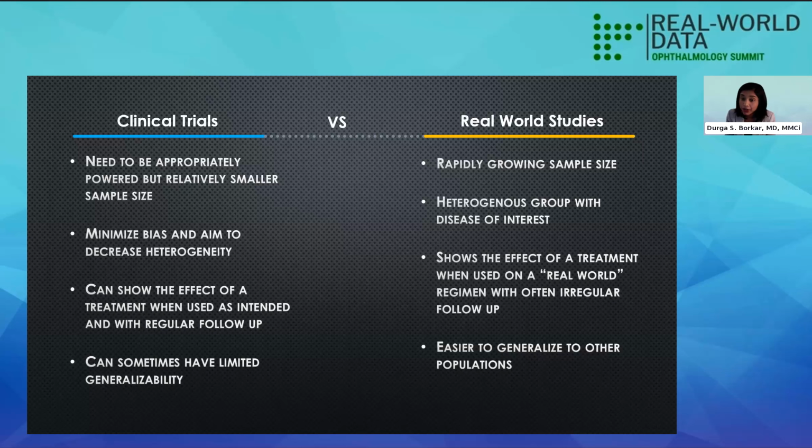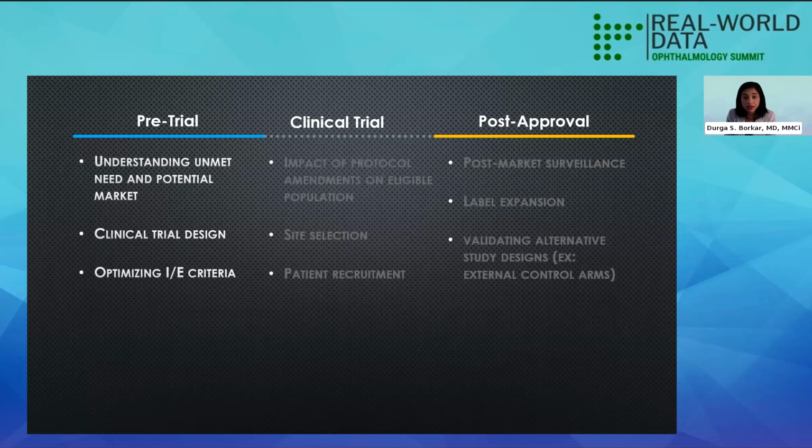They often have a very heterogeneous patient population with the disease of interest, and they show the effect of treatment when used on a real-world regimen with often irregular follow-up, which others in the prior session did highlight. They can often be easier to generalize to other populations. So I'm just going to take you through, when we think about clinical trials, sort of pre-trial, clinical trial, and post-approval, how real-world data can really help, and just give an example in each section.